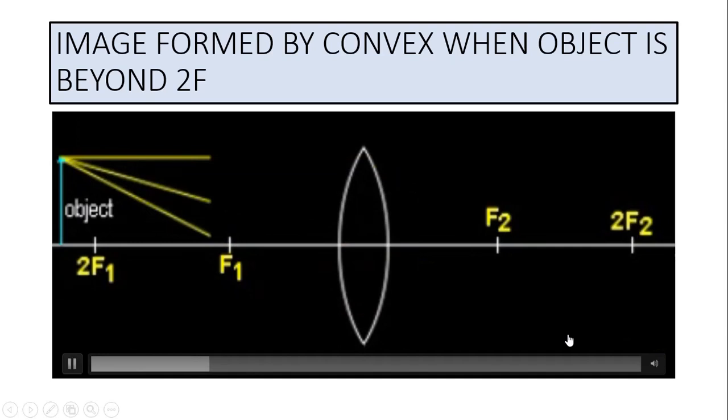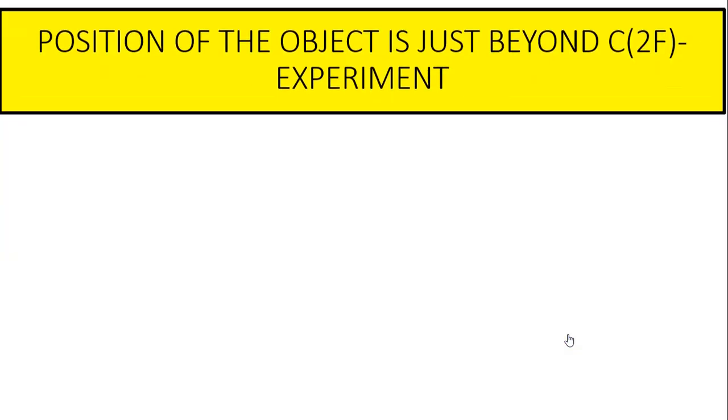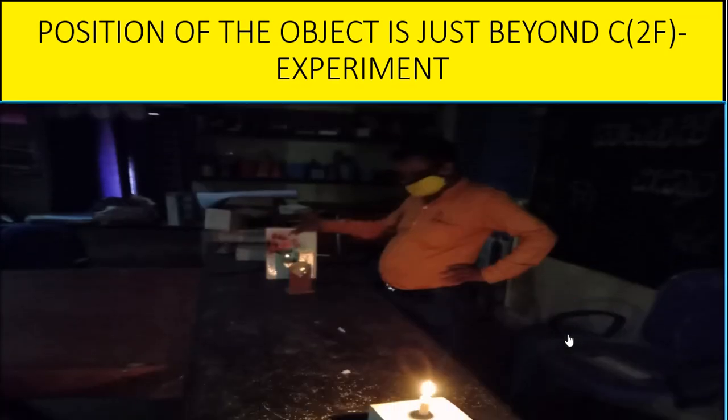Let us move on to the next one. The position of the object is just beyond 2f. Here I am showing an experiment. The candle is just beyond 2f. Then you observe that the image is small and between f and 2f. The experiment was done in a dark room, so the surroundings are not clear, but you can see the image very clearly. This is the experiment to show the object just beyond 2f.